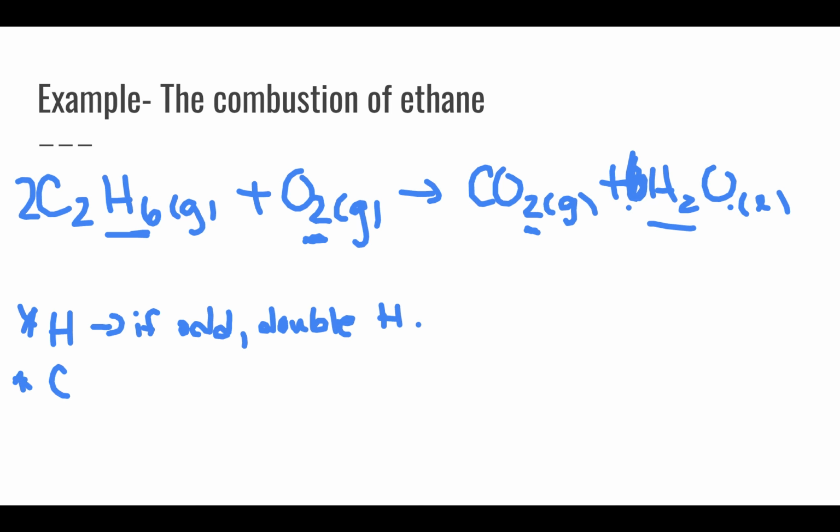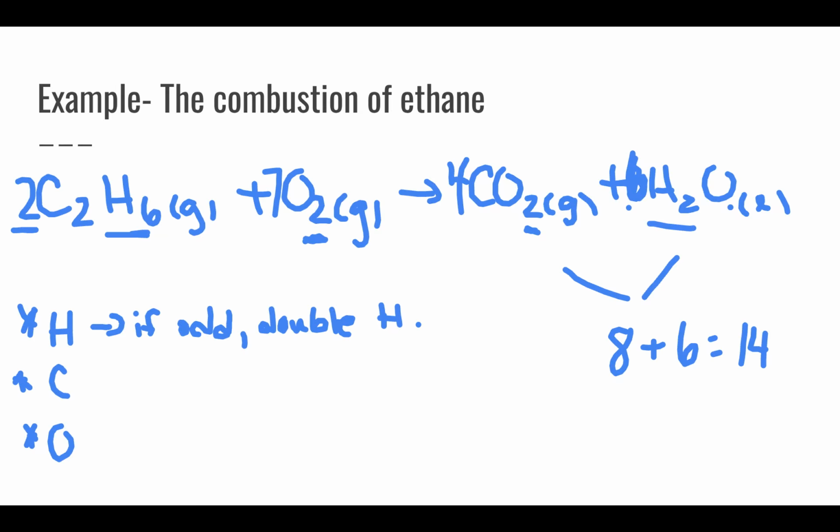Move on to carbon. With that 2 in front, we now have 4 carbon on each side. And lastly, balance out your oxygen. Again, oxygen is coming from 2 places. From the carbon dioxide, you have 8. From the water, you have 6. That will give you a total of 14. So on the left-hand side, we'll put a 7. So we have a total of 14.